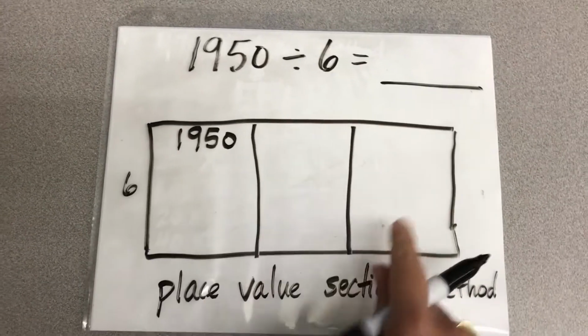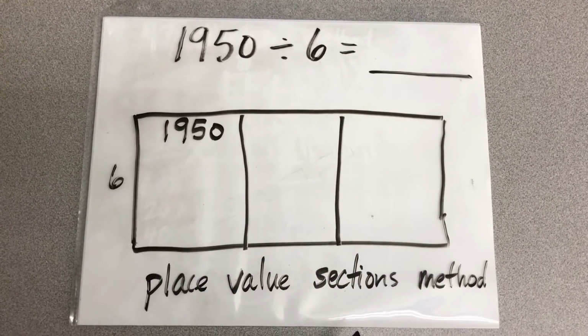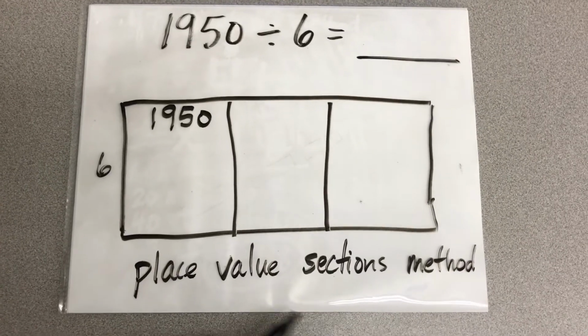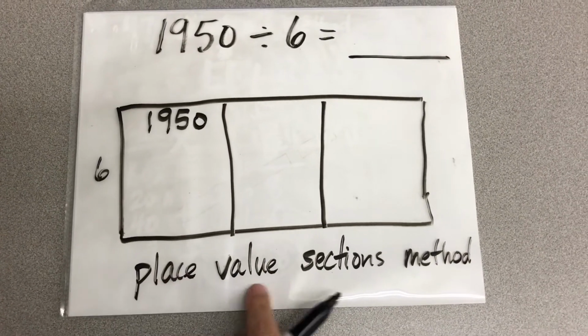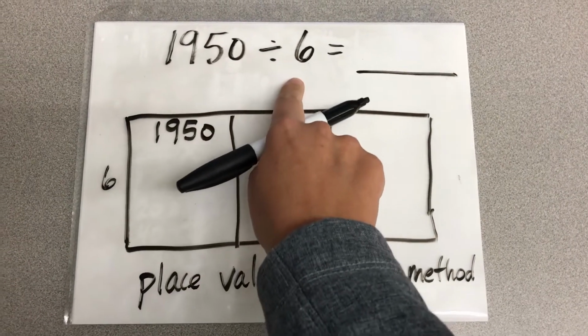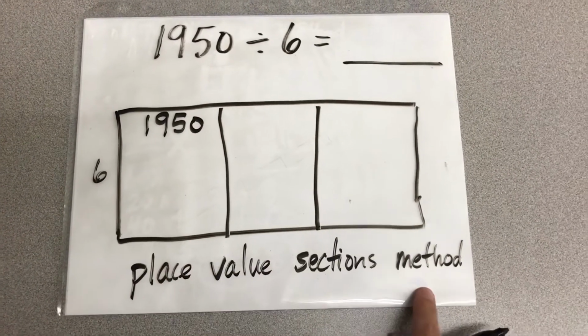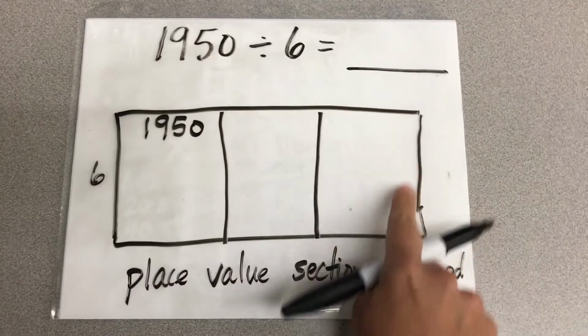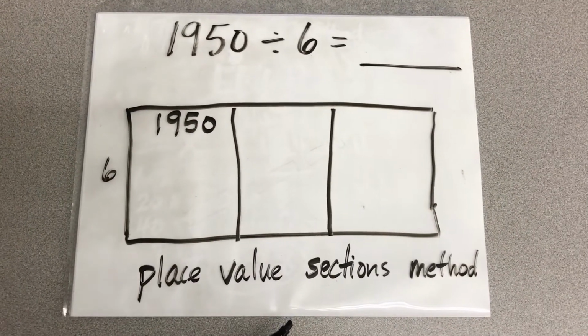You are probably looking at this thinking that it looks very similar to what we did with multiplication, and you're exactly right, because this is the same method that we used with multiplication, except now we're going to do it with a division problem. So this is called the place value sections method.